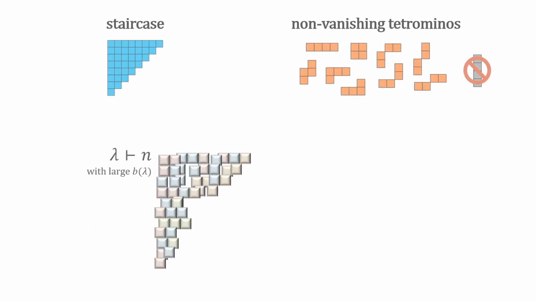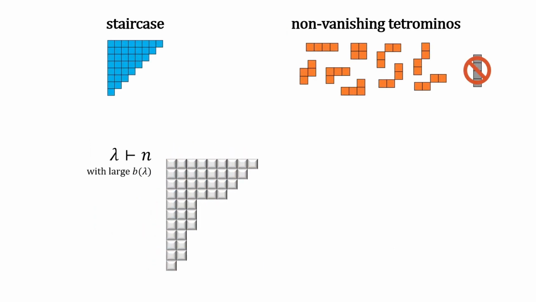Now, let's consider a partition lambda with a large number of boxes outside of the first column. We will show that lambda contains at least one of two useful resources: a large staircase, which is a partition of the form shown above, or a large number of non-vanishing tetrominos, which are these four-box shapes here. Note that the vertical four-box line is not among the non-vanishing tetrominos, and this makes sense because it would otherwise allow us to prove that determinants are hard.